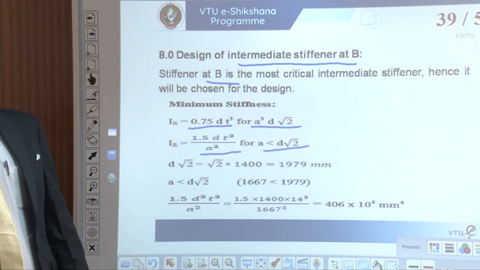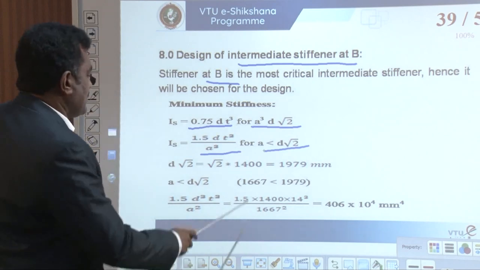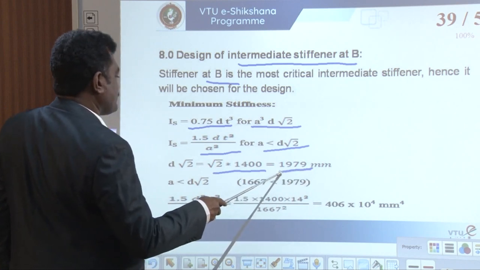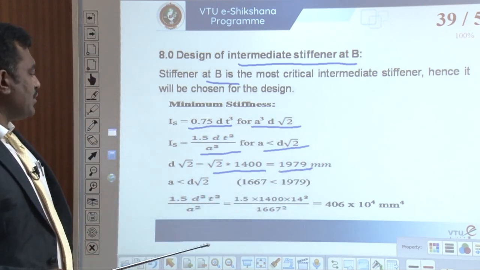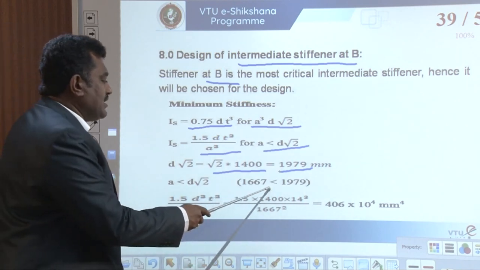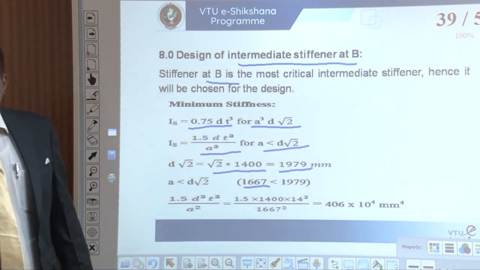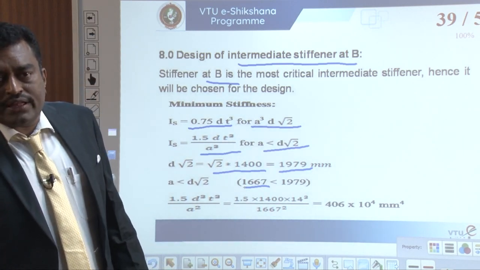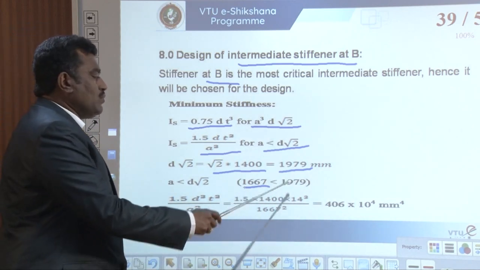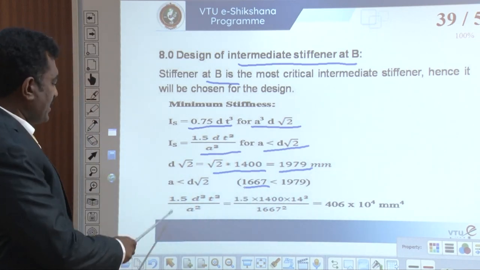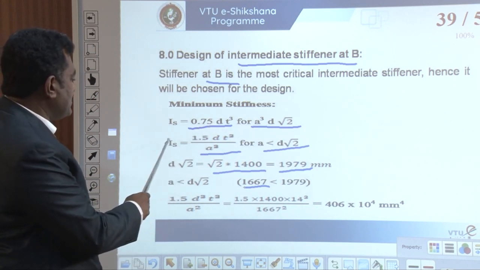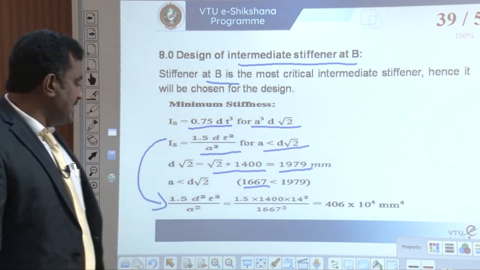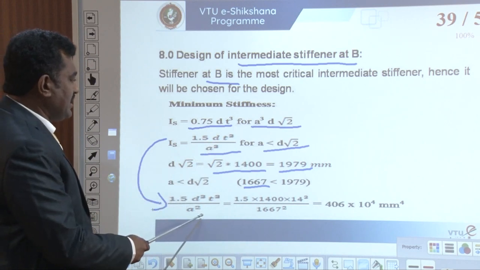Then D by root 2 is equal to 1400 divided by root 2. That gives 1979. Here, A is smaller than or equal to D by root 2. That is, the spacing of stiffener, 1667, is smaller than 1979. Therefore, you see this relation, 1.5 D squared T squared divided by A squared, is used.